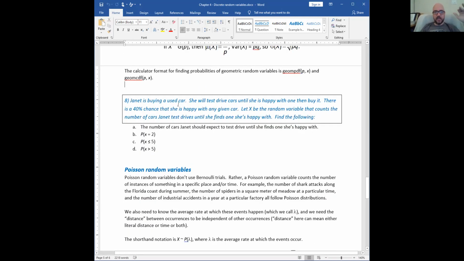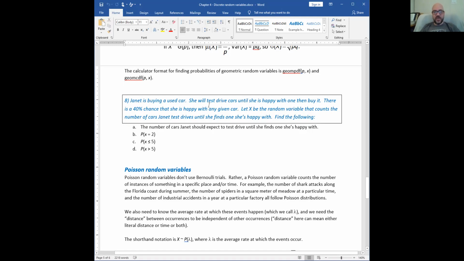All right, so an example of that is something like this. Janet is buying a used car. She's going to test drive cars until she is happy with one and then buy it. There's no need for her to keep going afterwards, right? We're not interested in if she test drives 45 cars, what's the probability that she buys 7 of them? She's going to buy 1 car and then stop the experiment.